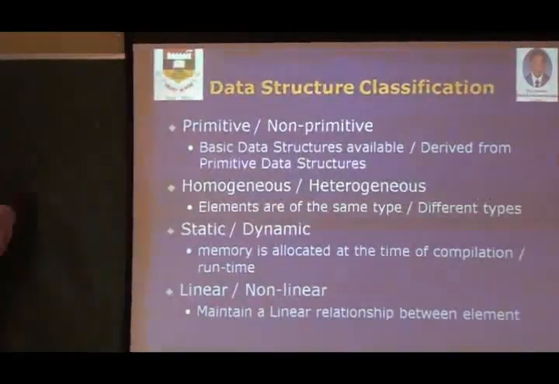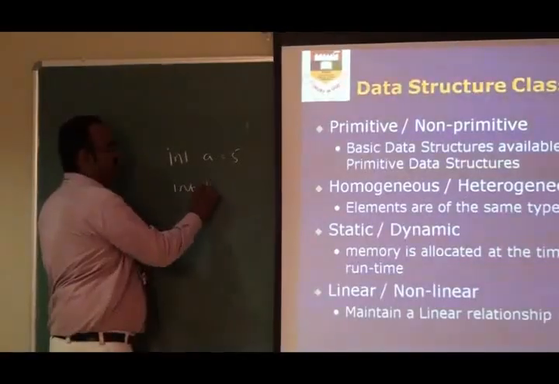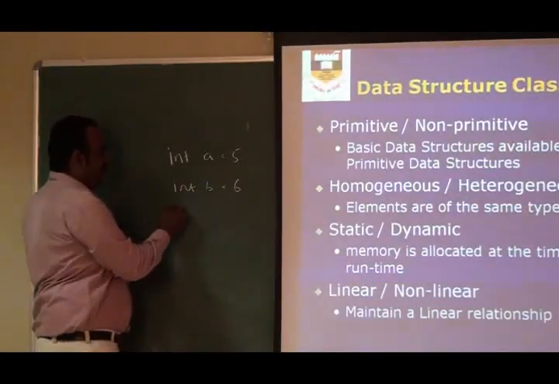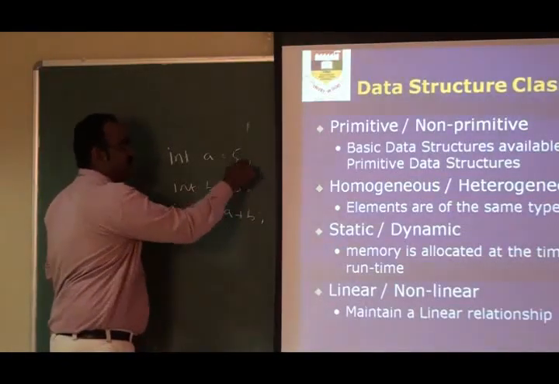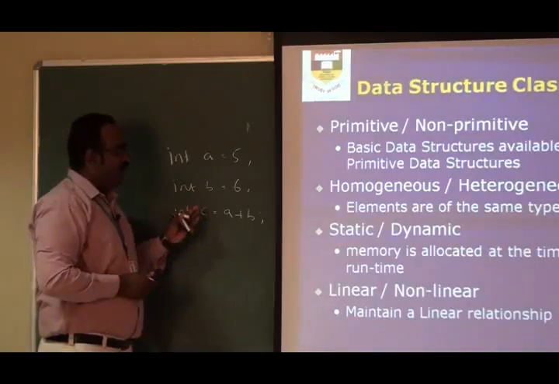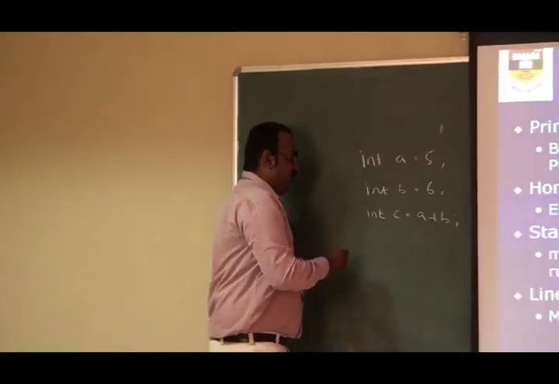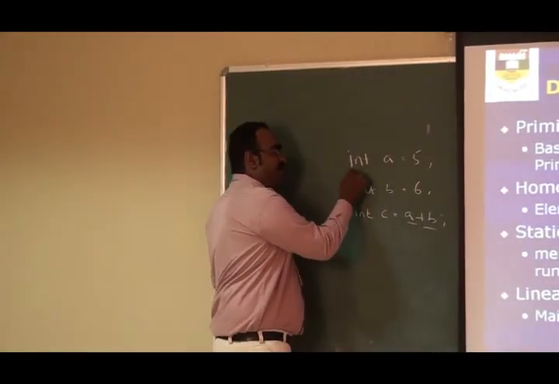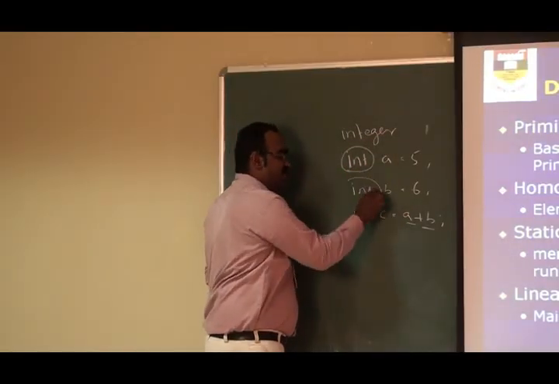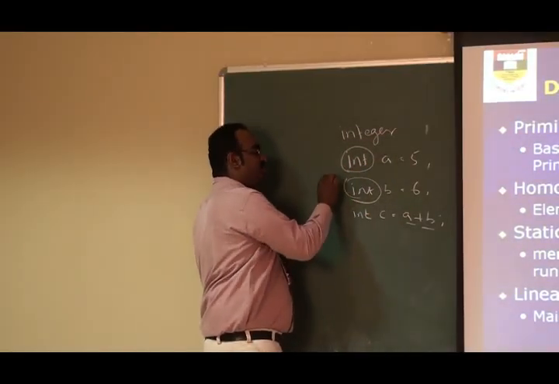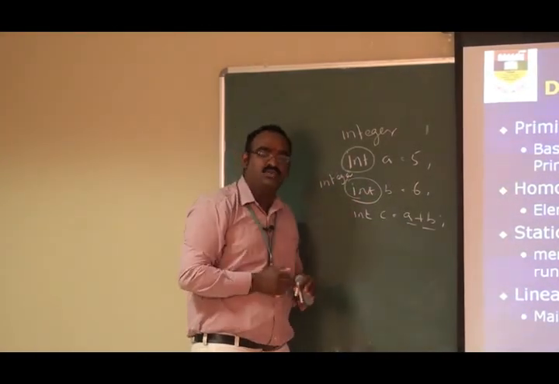So we will see some examples. Integer a is equal to 5. Integer b is equal to 6. Then we add: integer c is equal to a plus b. Which is very simple code in C, right? We are adding 5 and 6 and the value is going to be stored into c, right? Now a and b are both integers, int is called the integer data type. So b is another data item, another variable, which is also an integer data type. Both are the same data type, so we call it homogeneous.